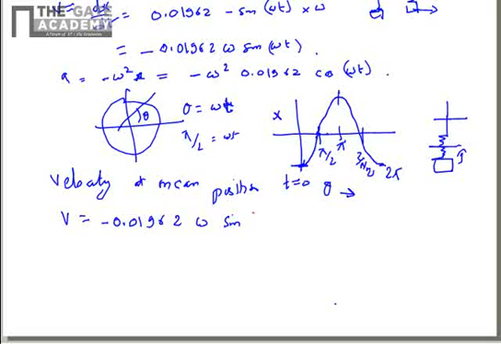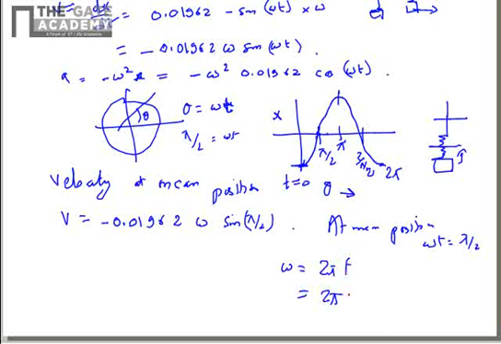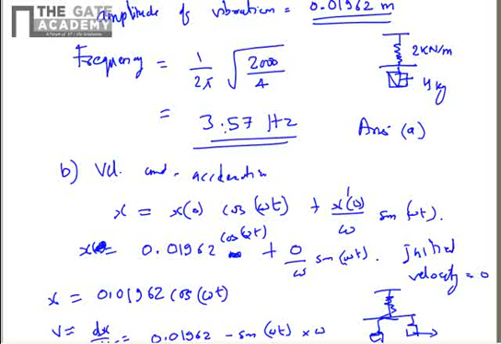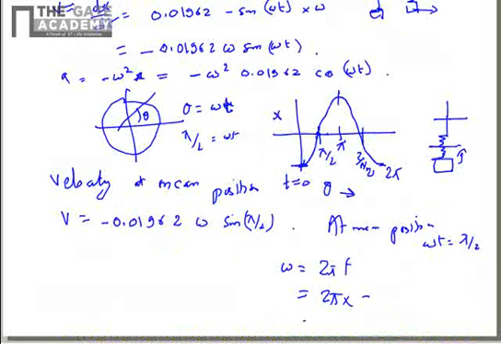Sin omega t, at mean position, omega t is equal to pi by 2. So sin pi by 2. And omega we have to determine. Omega, we know the formula, is equal to 2 pi into natural frequency. So 2 pi into the natural frequency we got earlier, 3.57 hertz. So we will put it here, 3.57. So this is equal to 22.35 radian per second.